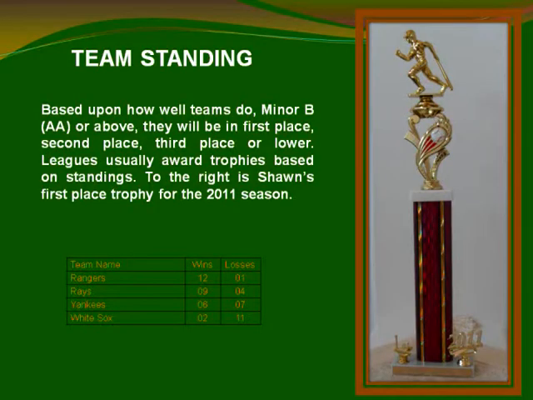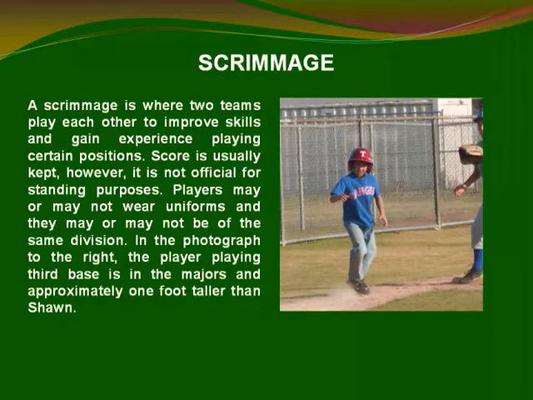Based upon how well a team does during the season, minor B or above, they will be in first place, second place, third place, or maybe lower. Leagues usually award trophies based on standings. To the right is Sean's first place trophy for the 2011 season.